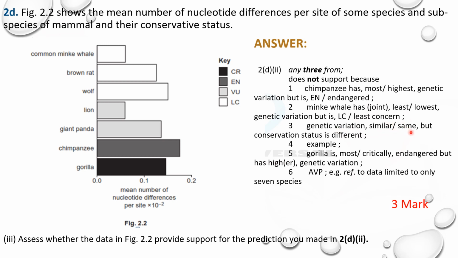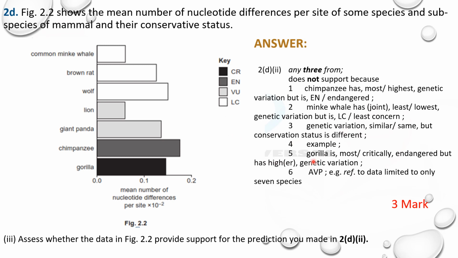Three, genetic variation is similar or the same but conservation status is different. Yes, genetic variation is similar. They should have the same conservation status. A lion and common minke whale are similar, so they should have similar conservation status, but one is least concern, which is common minke whale, and one is vulnerable. So it doesn't support it.